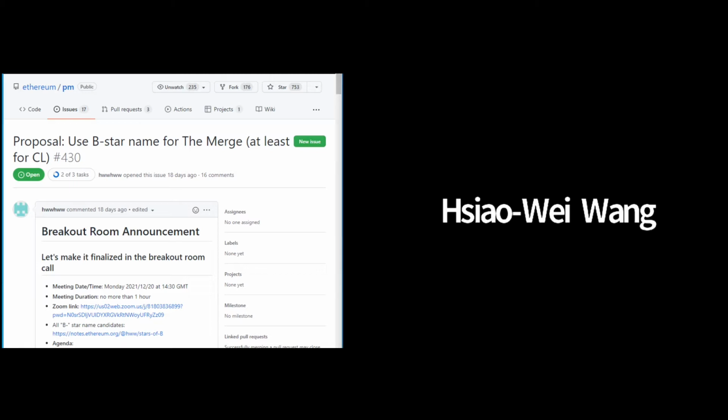So there were already existing naming conventions in the consensus layer and the execution layer. People know that for the execution layer, we use location and city names, I think starting from Constantinople or even before that. Then we used the DevCon location names for the execution layers.